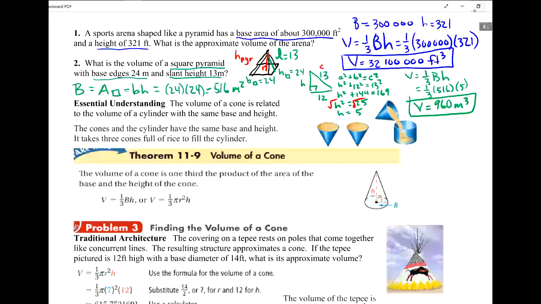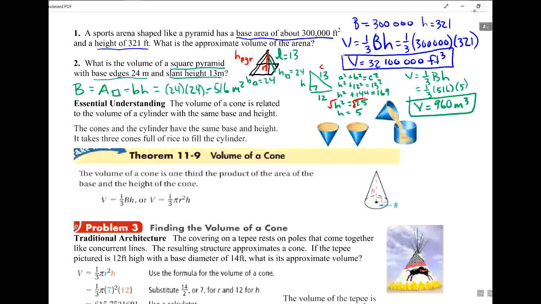Okay, problem number 1 says a sports arena shaped like a pyramid has a base area and a height. So we are given big B, and we just put that into our formula. Don't forget the 1/3 because it is a pyramid. And we just put in our numbers and we get 32,100,000 cubic feet. That is a lot of air to be filling that sports arena. But they are large, so we would expect a large number.